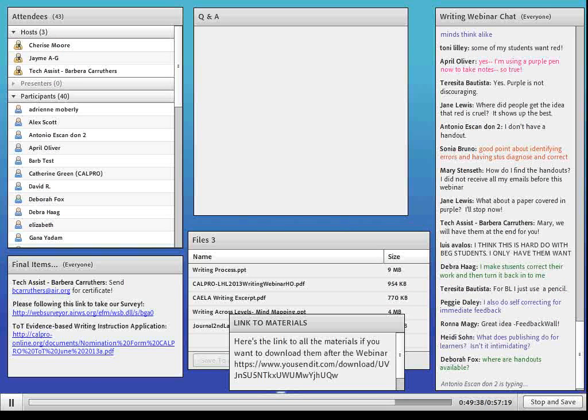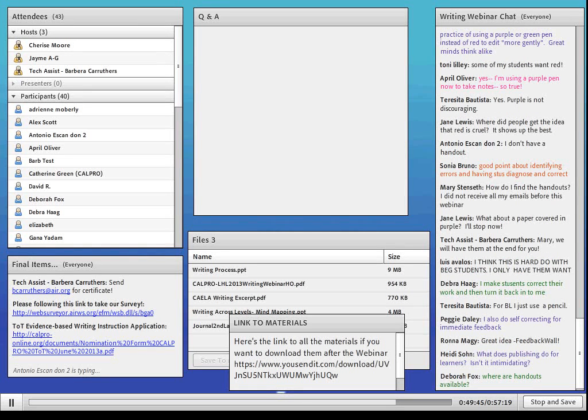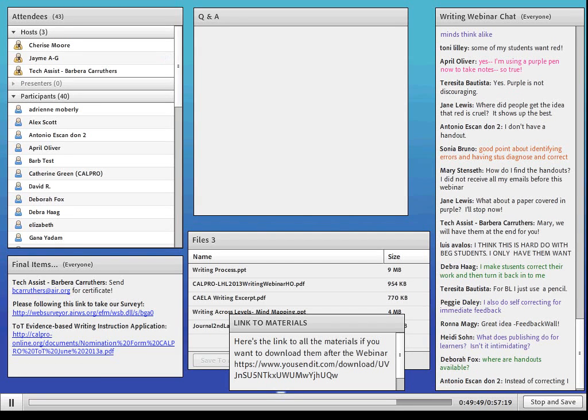Everyone is anxious for the handout. Okay, I just need to see about the publishing comment. What does publishing do for learners? No, not at all. It's not intimidating at all. So Heidi wants to know about the publishing aspect.